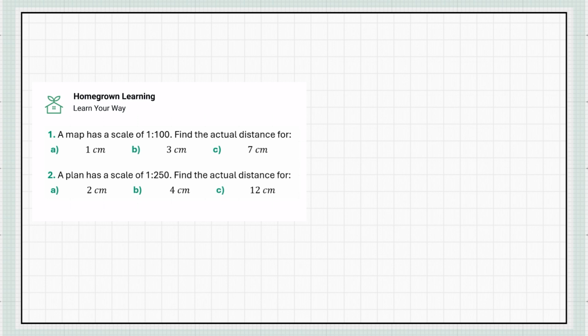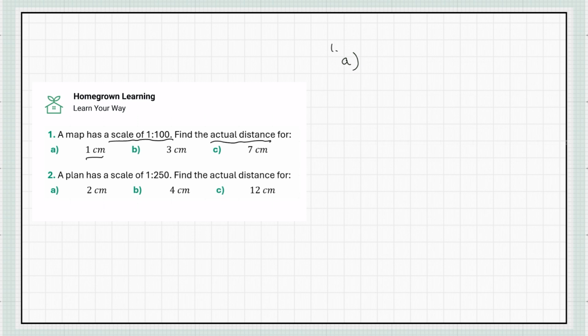So instead we use scale factors, and scale factors tell us how much an actual distance is based on the smaller distance and how much the actual distance can be scaled down to for a drawing. So, if a map has a scale of 1 to 100, find the actual distance. Now when it says actual distance, that means in the real world, and if we're finding the actual distance, it means we're starting out with the scaled distance.